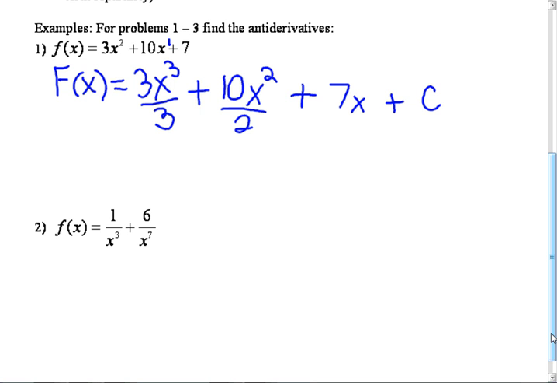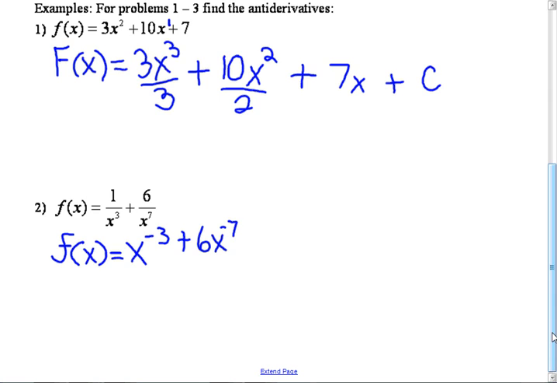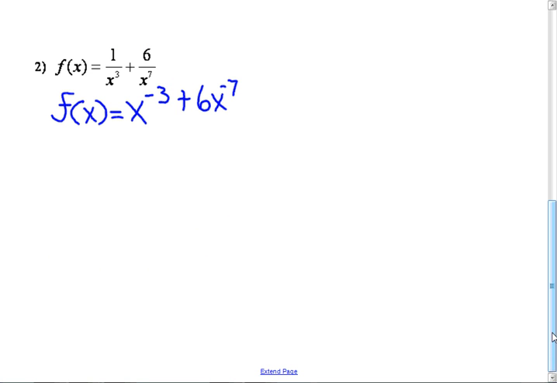Okay, what about this one? This is not a power. These are rational functions. Rational functions meaning fractions. Can I write it as a power? Yeah, then I can use the power rule. x to the negative 3 plus 6x to the negative 7. Okay, so what's my antiderivative?